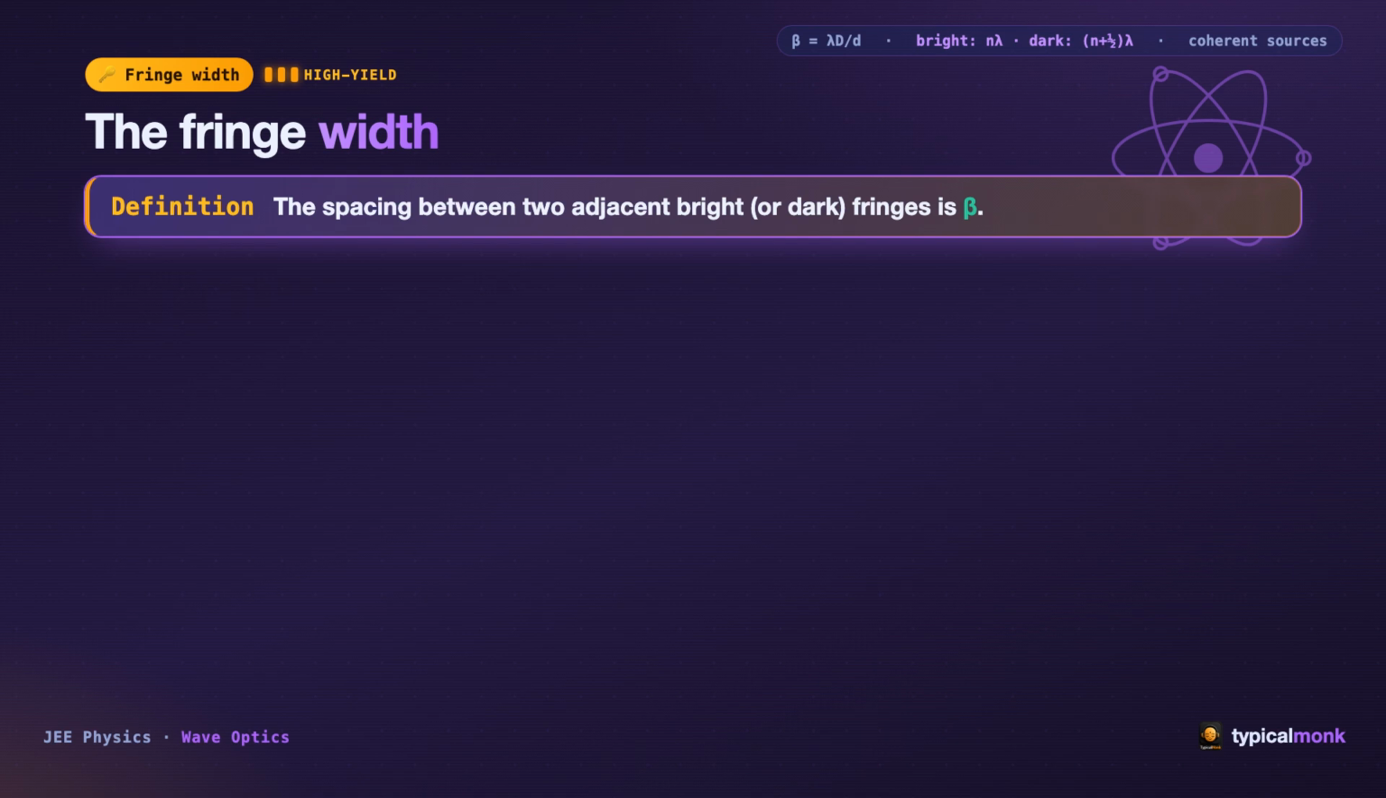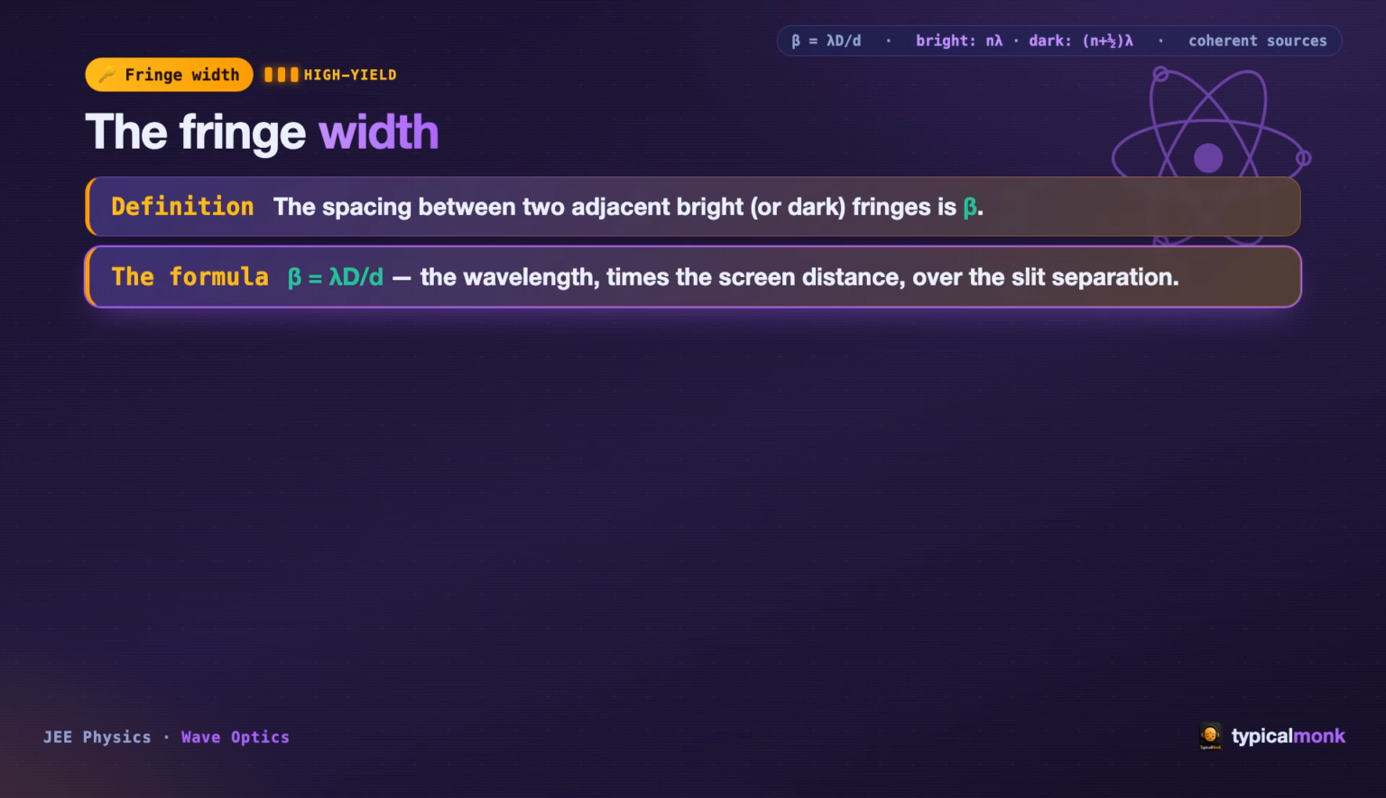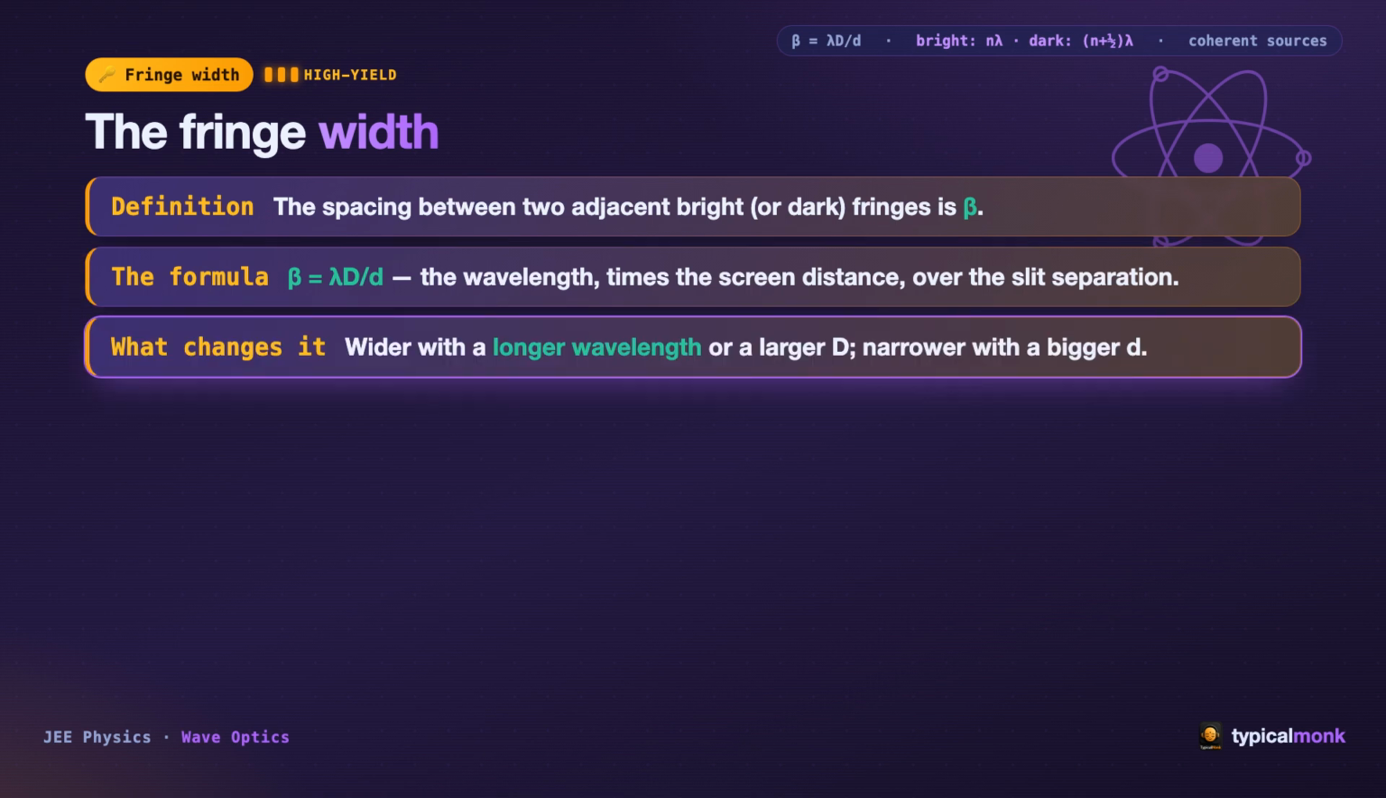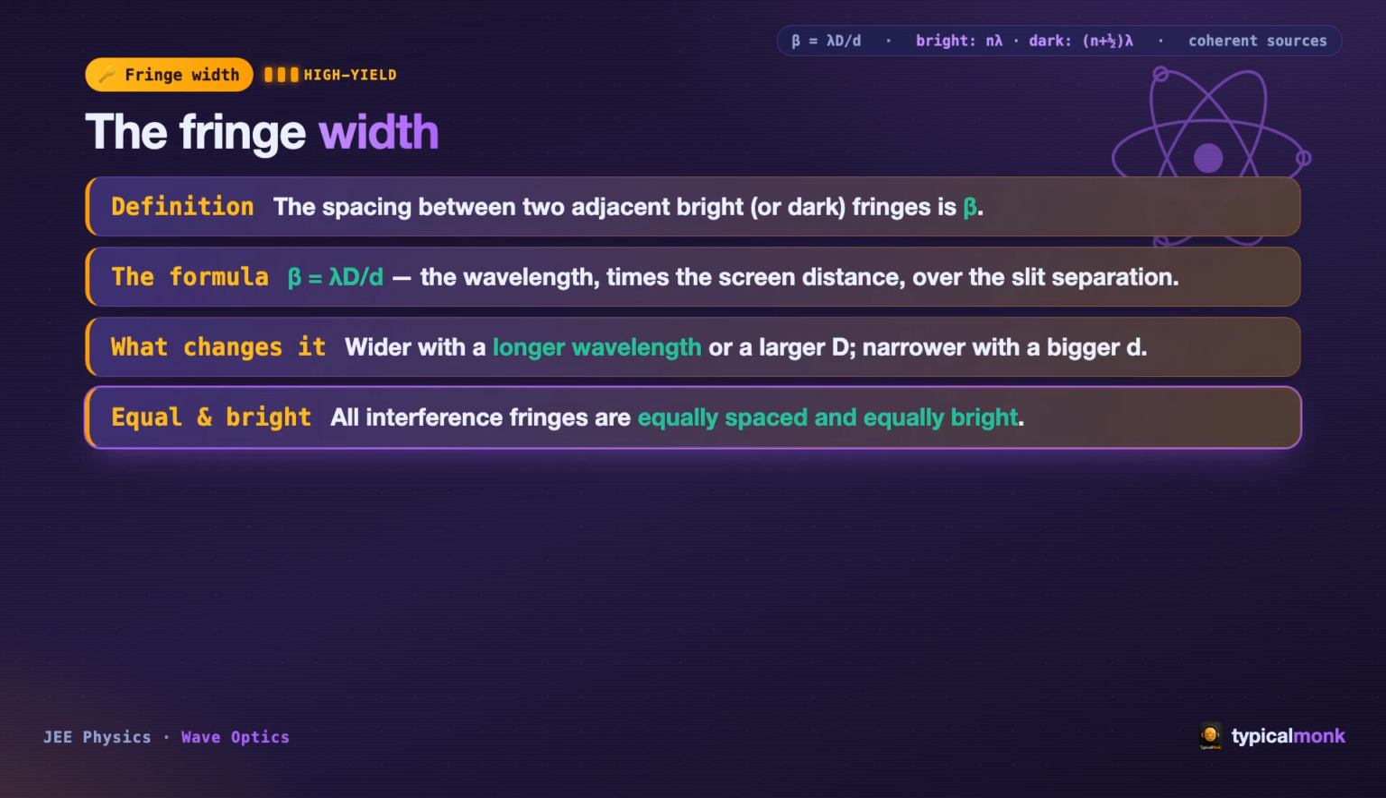Coherence: the two slits act as coherent sources because they are lit by one and the same original wave. Now, the single most important number here, the fringe width. Definition: the spacing between two adjacent bright or two adjacent dark fringes is beta. The formula: beta equals lambda D over d, the wavelength times the screen distance divided by the slit separation. What changes it? The fringes are wider with a longer wavelength or a larger screen distance D, and narrower with a bigger slit separation d. Equal and bright: in interference, all the fringes are equally spaced and equally bright.